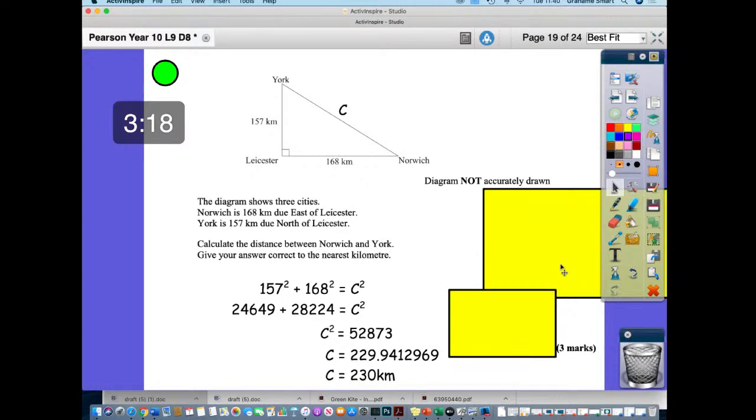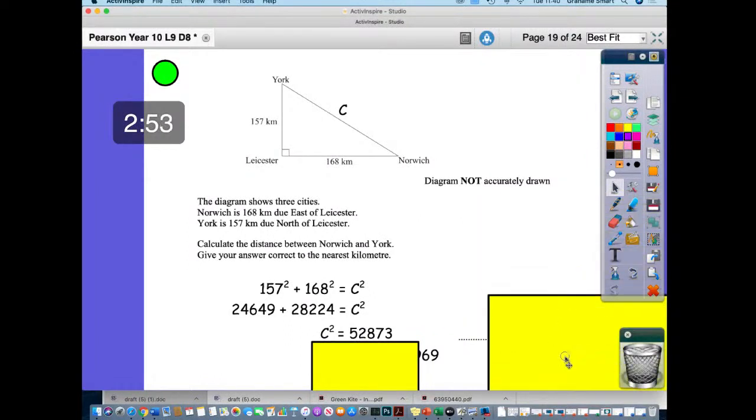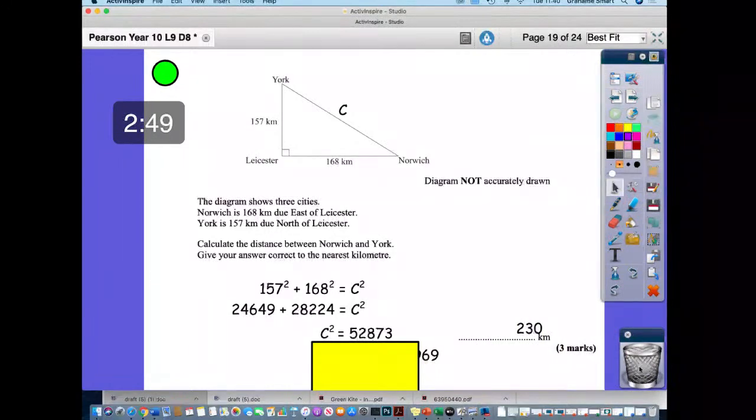So 24,649 plus 28,224 comes out to be 52,873. That's what C squared is equal to. And then I square root that 52,873 to give me 229.9412969, and that goes on. And to the nearest kilometre, that's going to be 230 kilometres. So there's my final answer, 230 kilometres, and hopefully you all got that.